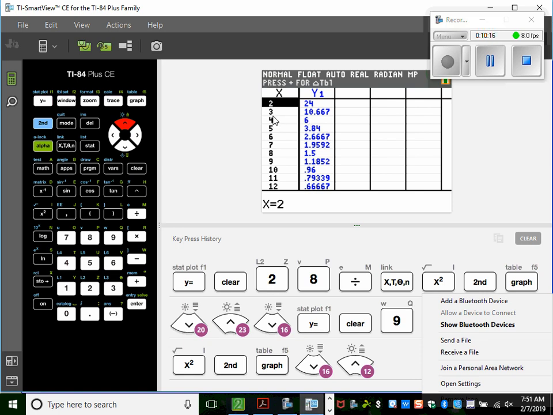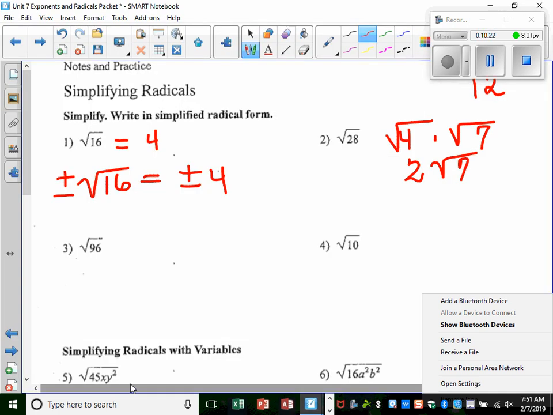Okay, so let's go back to our note sheet, and we're going to write this as 4 on the outside. So what's in the first column goes on the outside. What's in the second column goes on the inside.